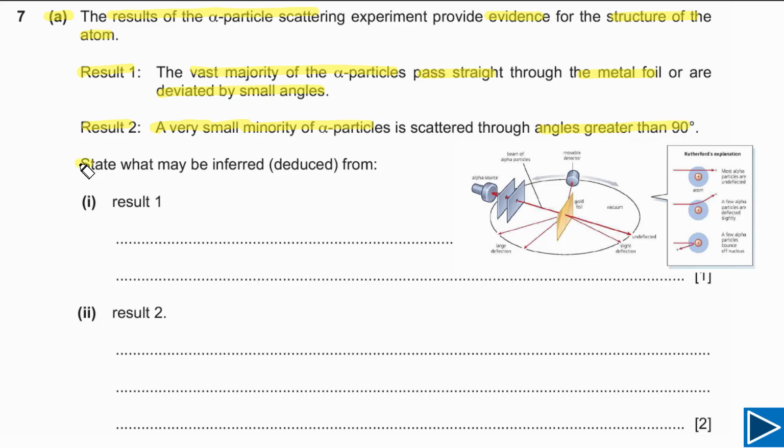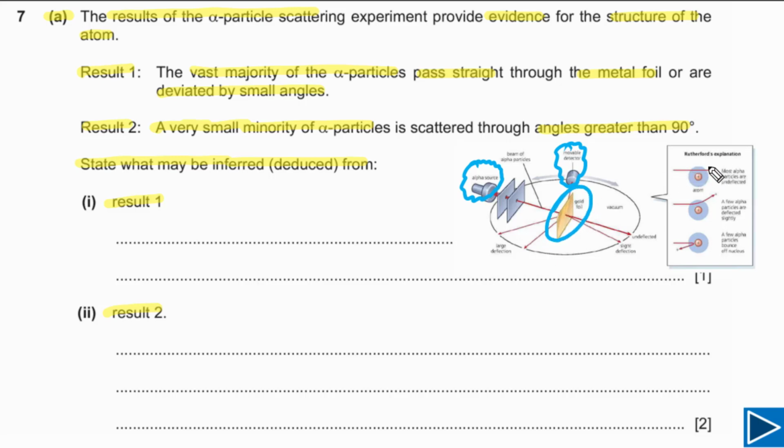From these results, we need to state what may be deduced from these results, means what we can deduce from result 1 and what we can deduce from second result. First of all, let's try to understand a little bit more about these observations. If you look at this figure, in this figure you can see this is source of alpha particles, and here we have detector, and here we have gold foil, means the metal foil.